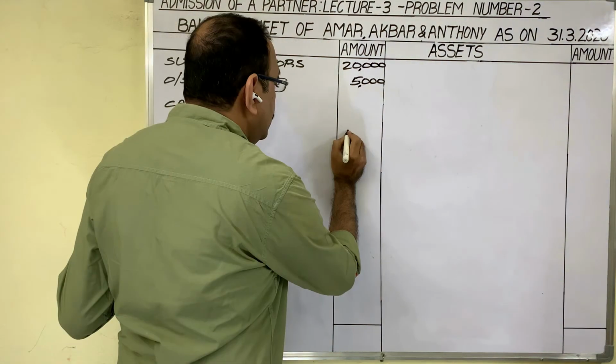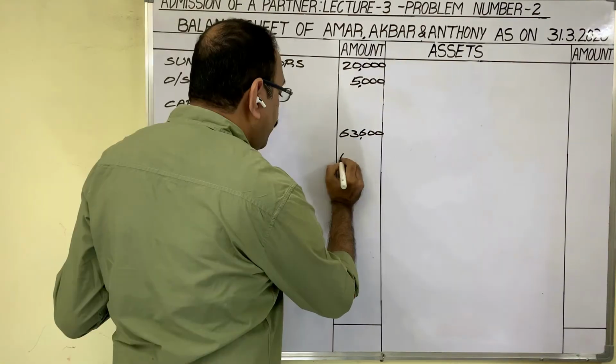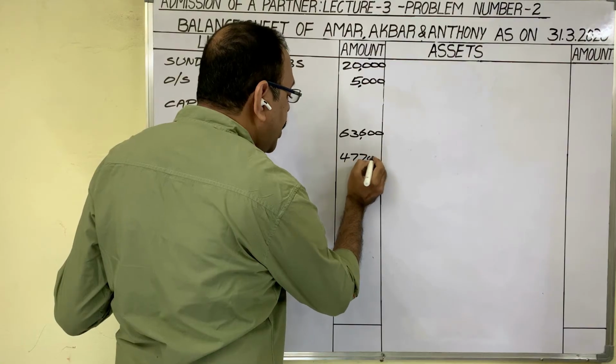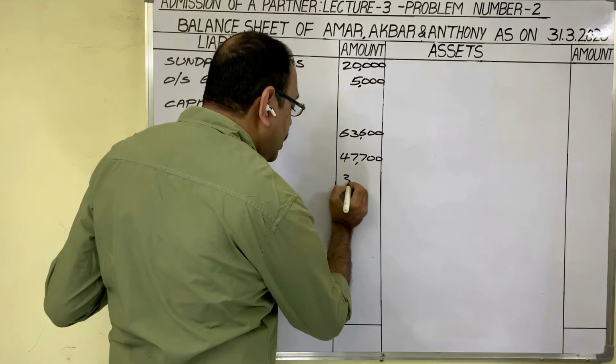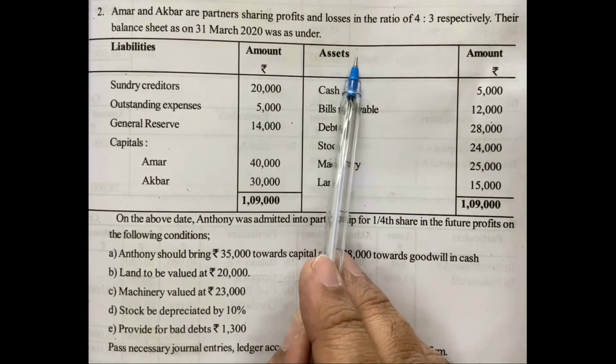Amar capital 63,600 rupees. Akbar capital 47,700 rupees. Anthony capital 35,000 rupees. Liability side completed. Now come to the asset side.